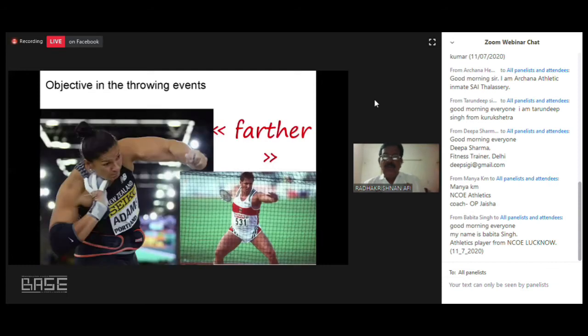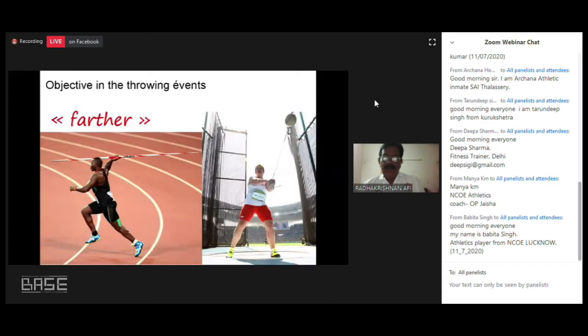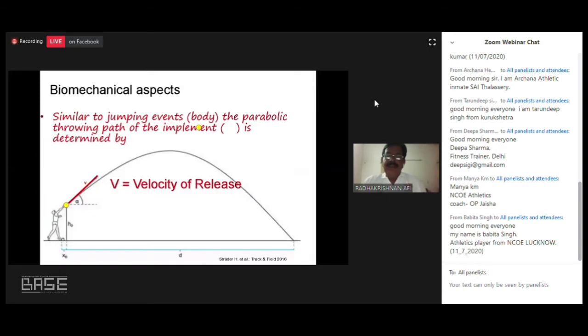What are the objectives? The main objective is to throw farther. As I said, the fundamentals have to aim at throwing further. And what are the biomechanical aspects which affect the parabolic throwing path of the implement? In other words, we can say that the parabolic throwing path is like the distance. What are the biomechanical aspects which make an impact on the distance of throwing? We can say velocity of release or speed of release, and angle of release, and then the height of release.